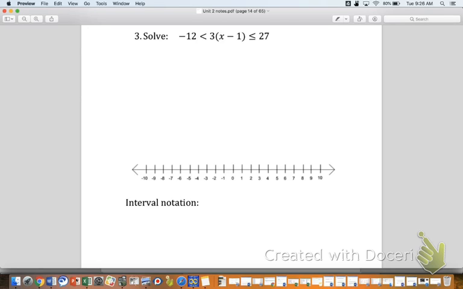So this is saying that negative 12 is less than 3 parentheses x minus 1, and that is less than or equal to 27. There's two different statements being put together here. And so because there are two different statements, we've got to handle this just a little bit differently. There's a couple ways to do this, and maybe we'll look at both ways. Does anybody see any simplifying that can be done here? You could distribute in the middle. The 3 could be distributed, so the 3 gets distributed there and there. This gives me negative 12 is less than 3x minus 3, which is less than or equal to 27.